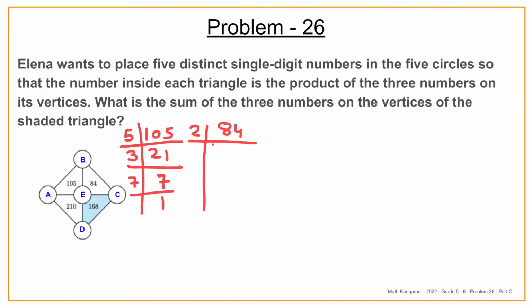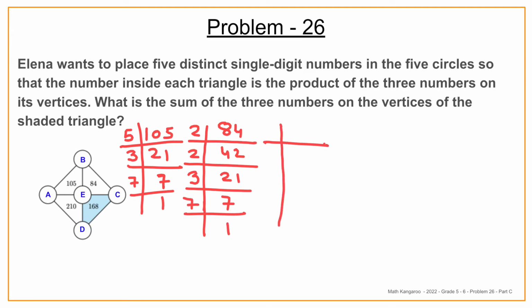We divide by 2. We get 42. We again divide by 2 gives 21. And then 3 times 7, and 7 times 1. Let us go on for the third product, which is 168.